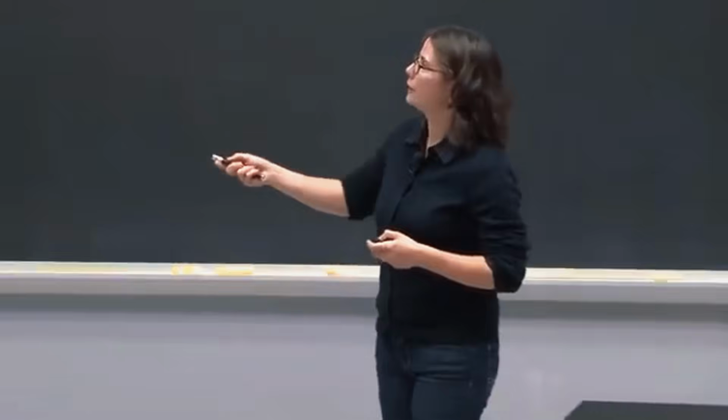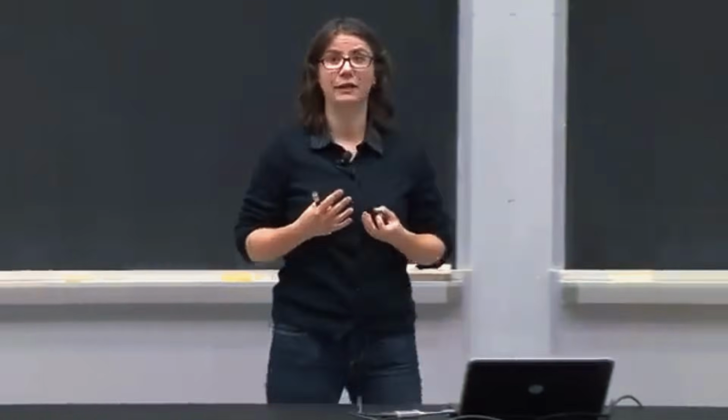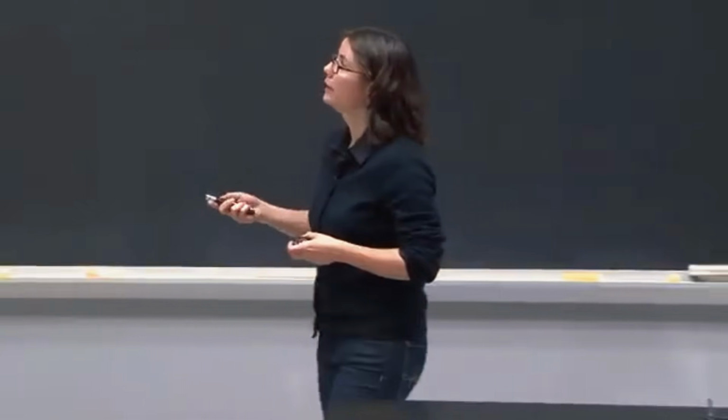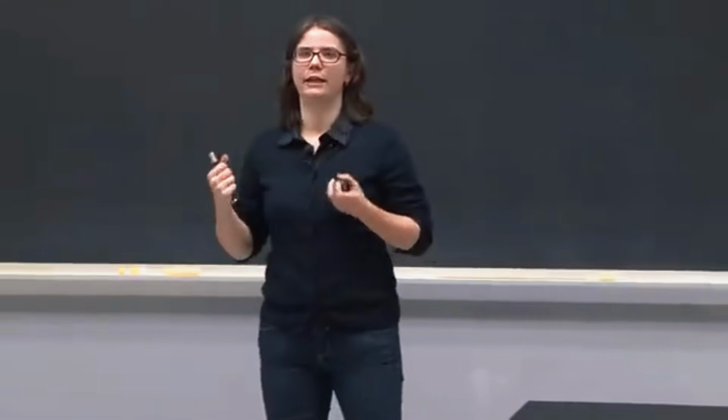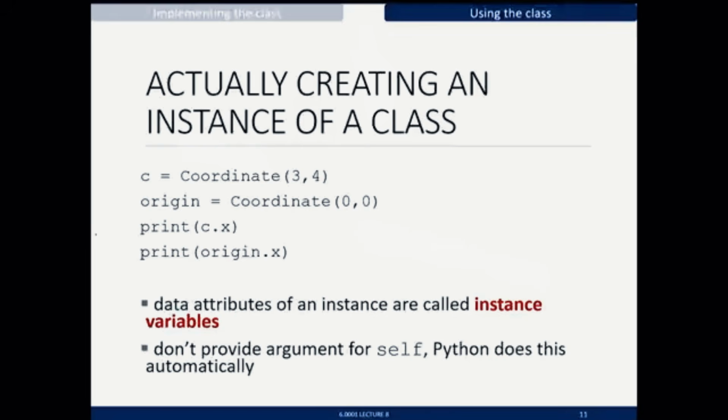Now we have a nice class. It's very simple, but we can start actually creating coordinate objects. When you create coordinate objects, you're creating instances of the class. So this line here, c = Coordinate(3, 4), is going to call the init method with x equal to 3 and y equal to 4.